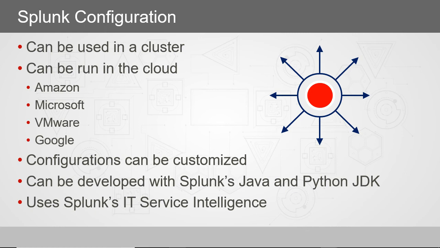Now, your configurations can be customized. If you had Splunk running on one platform, you can take the configuration file and customize it for Splunk to run on another platform. It's also important to point out that Splunk can be developed with Splunk's Java and Python SDK, so it does have some fourth generation language support. If you wanted to extend the functionality of Splunk with your own code, you're able to do so. Also, Splunk uses the Splunk IT Service Intelligence, which allows Splunk to take data and visualize it and make predictions about different patterns it might see while performing future searches.